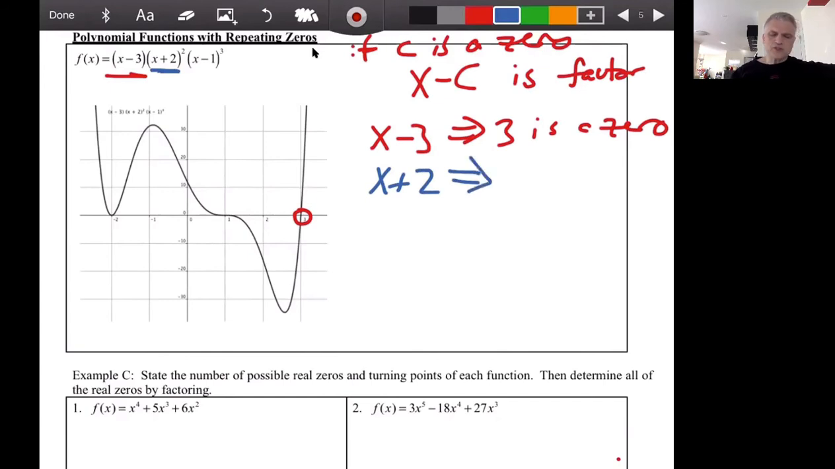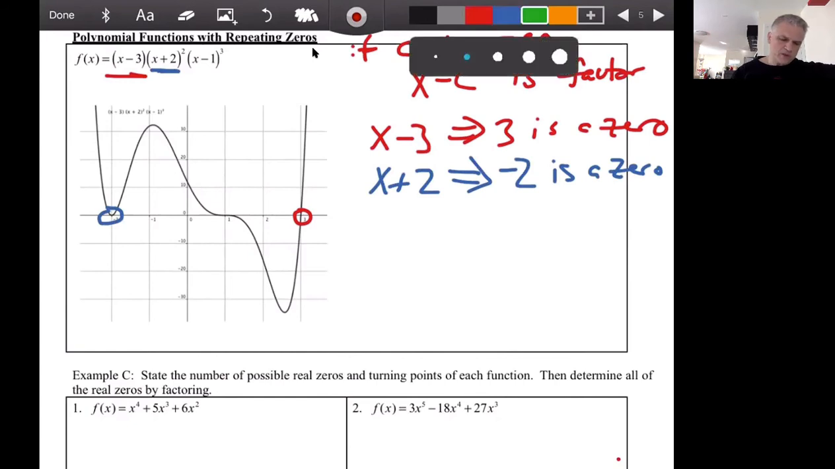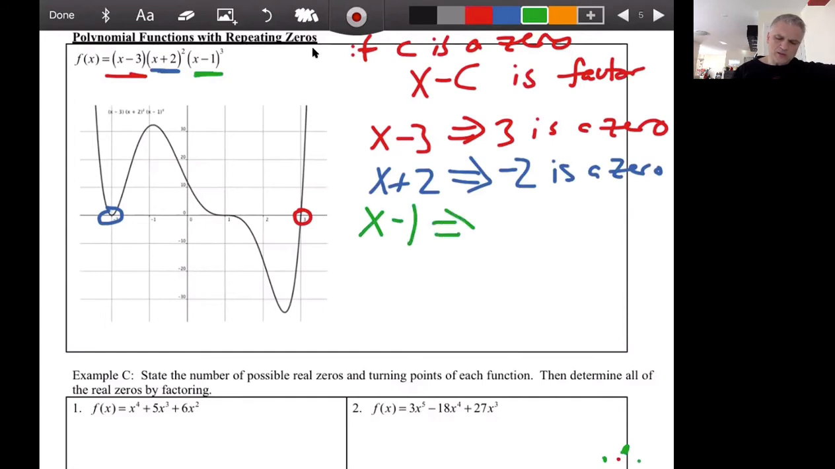And x plus 2 is like x minus negative 2. So that tells me that negative 2 is a 0. And there it is, right there. Okay. And then finally, there's an x minus 1 cubed. Okay, that's a fact. So x minus 1 tells me that 1 is a 0. And right there, 1 is a 0. Okay, so that's just a little tying in everything that we just did.